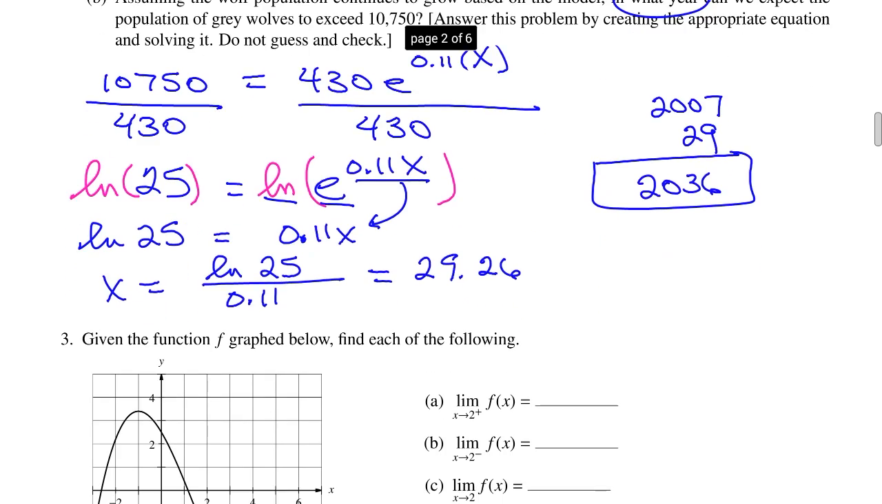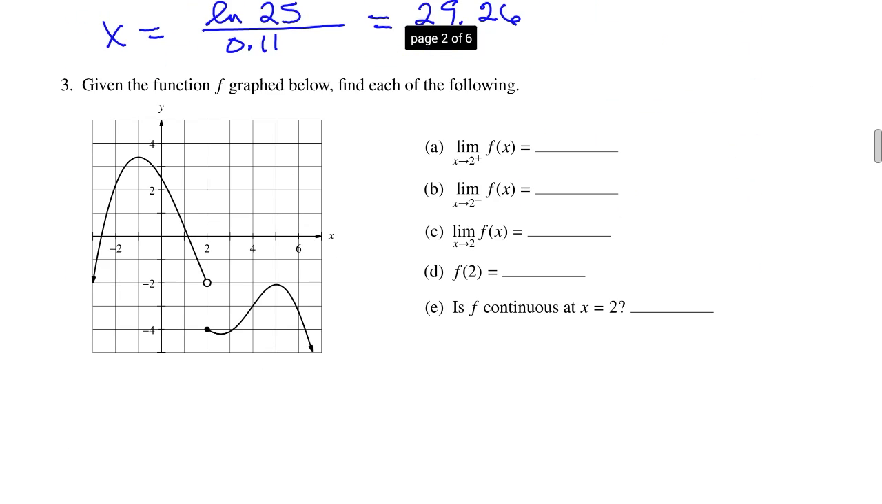Next, find the value of f of 2. That's where the function is defined. So you look for the solid dot at x equals 2, where the function would be defined, and that is at -4. The limit as x goes to 2 from the left is 1.